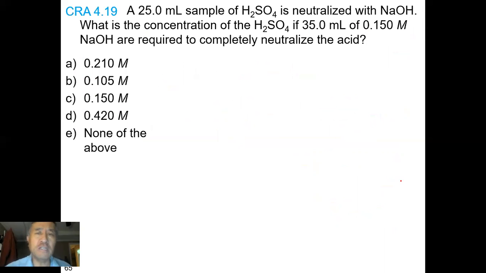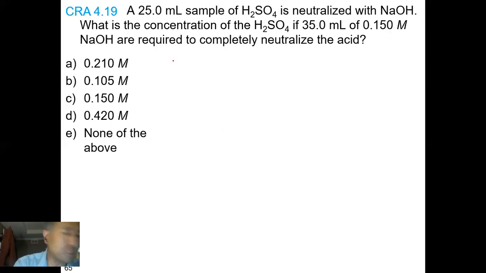Example 4.19. We have a 25.0 milliliter sample of H2SO4 that is neutralized with NaOH. What is the concentration of H2SO4 if 35.0 milliliter of 0.150 molar NaOH is required to neutralize the acid? So what do you do? You first write the equation, because you have to use a coefficient ratio to convert between acid and base moles.